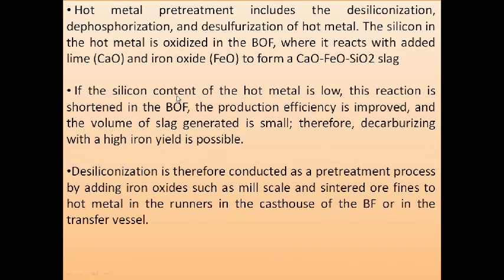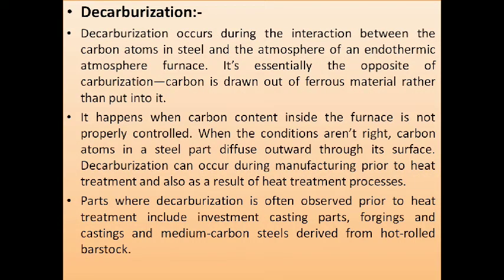So when the silicon content is low, the decarburization process is possible. Desiliconization is therefore conducted as a pre-treatment process by adding iron oxide, such as mill scale or sinter fines, to the hot metal in the runners and cast house of the blast furnace or in the transfer vessels. So let us discuss the first one, decarburization. Here decarburization occurs during the interaction between the carbon atoms in the steel and the atmosphere of an endothermic atmosphere furnace.